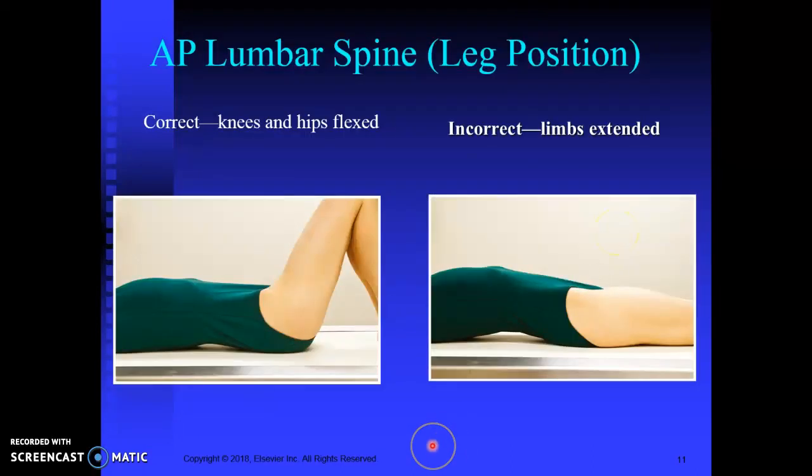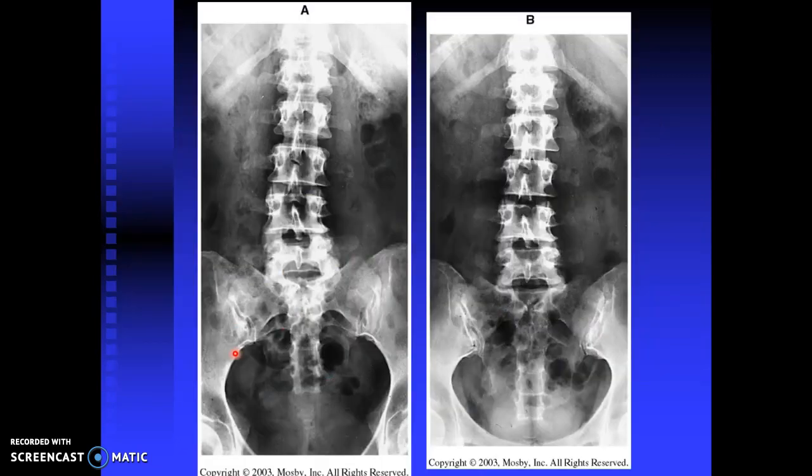Now, just to note the reason for the leg position. As you can note here, with the correct position of the hips and knees flexed, we see that reduced lordotic curvature to the table. Similar to when you were positioning for the wrist last quarter, we flexed the fingers in order to reduce the curvature of the carpal tunnel. So here we're going to see a large amount of lordosis, whereas if we flex our hips and knees, we're going to reduce that curvature.